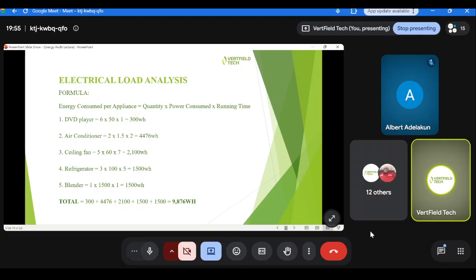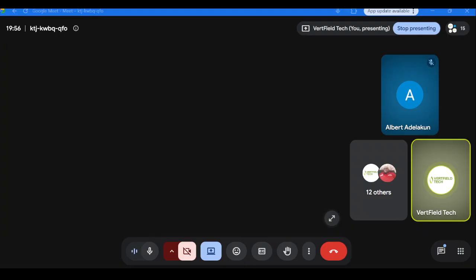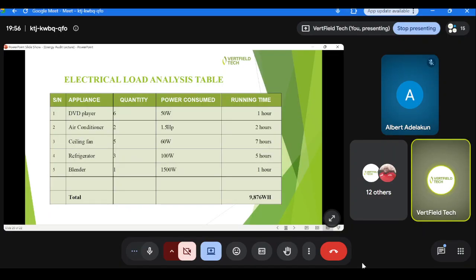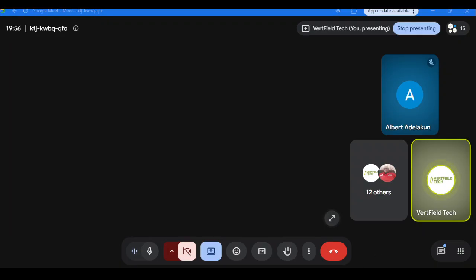So altogether, what we are going to be having would be 9,876 watt hour. That is the energy consumption of the facility, and that is what we are to see here right now. So you can see the table is all complete. You now have the energy need, you now have the total consumption for that facility.